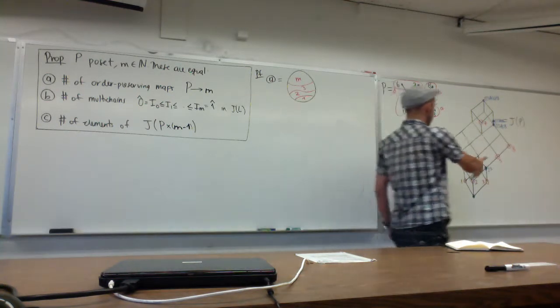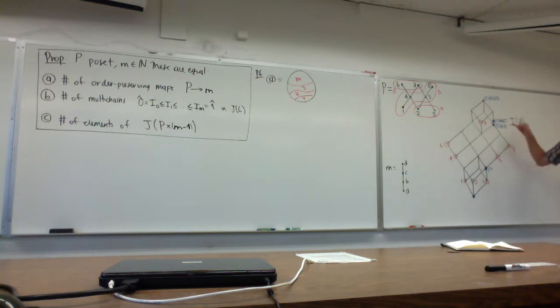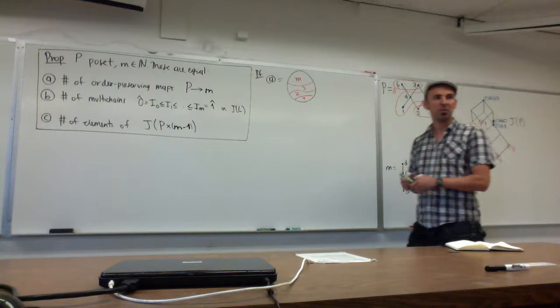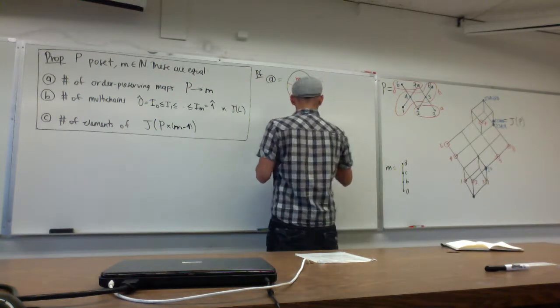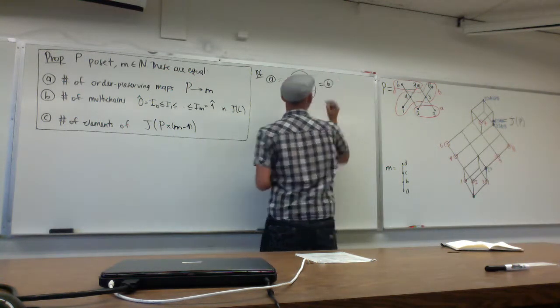And this is clearly bijective, right? If you start with a chain, then it's very clear how to reverse that and get an order preserved map this way. Okay. So this is the same thing as B.